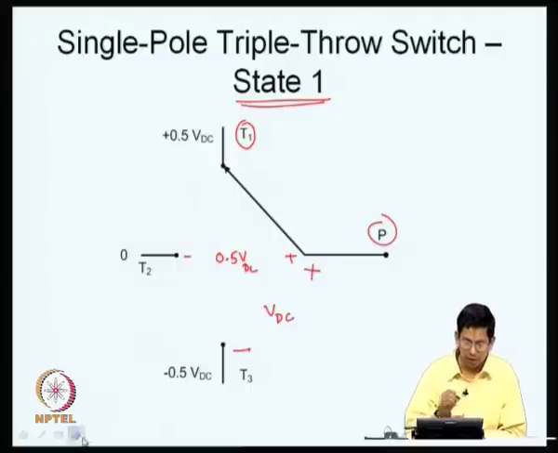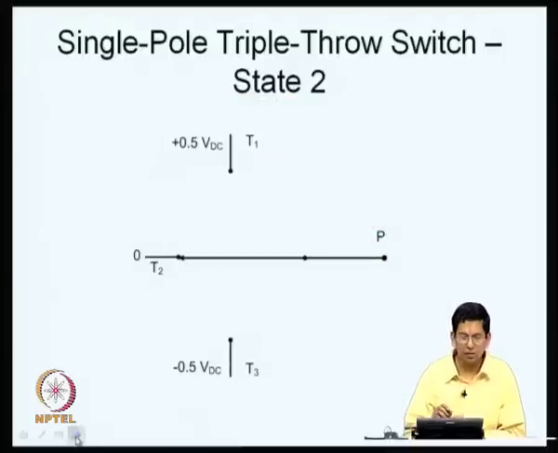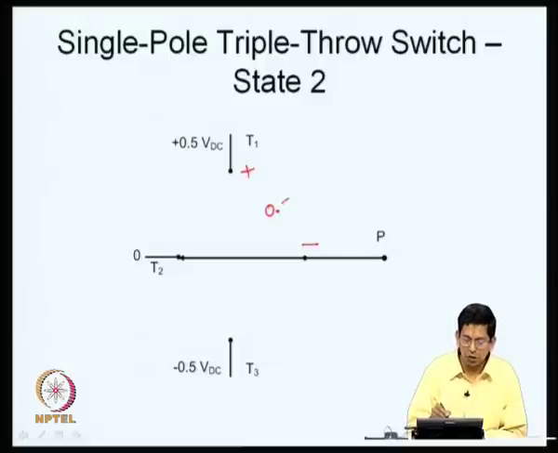Now, let us look at state 2. This is state 2. Here, as you can see, P is connected to the throw T2. So, between P and T1 the devices are off. Similarly, between P and T3 the devices are off. Between P and T1 the devices together are blocking a potential where T1 is positive with respect to P, because T1 is connected to plus 0.5 VDC, P is connected to T2 which is connected to 0, and the potential between these two is 0.5 VDC.